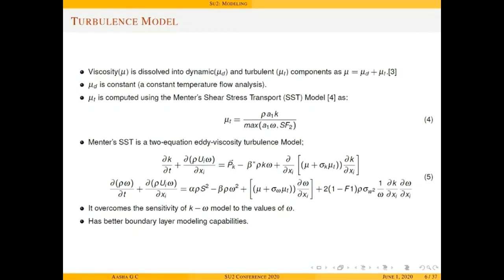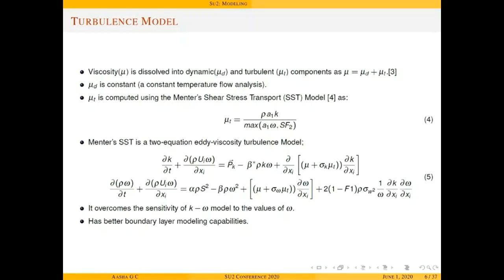With the Reynolds number of the physical situation under study being in the transition region, turbulence modeling has been implemented through Menter's shear stress transport model, SST model. Modeling of viscosity under turbulent conditions is achieved by the principle of Boussinesq's hypothesis. Thus, viscosity mu is decomposed into dynamic and turbulent components. Mu d, that is the dynamic viscosity, is chosen constant for the current case as it is constant temperature flow analysis. Mu t, the turbulent component of viscosity, is computed using the SST model.